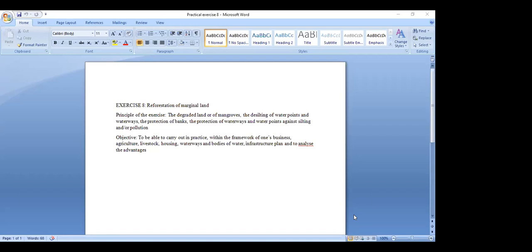Now, what are we going to do? The objective is to be able to carry out in practice, within the framework of one's business, an agriculture, livestock, housing, waterways, and bodies of water infrastructure plan, and to analyze the advantages. What practices will you put in place to safeguard against erosion on your land? But if it is a marginal land, because marginal land could be anything.